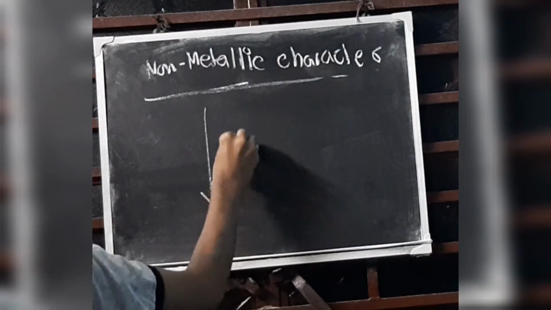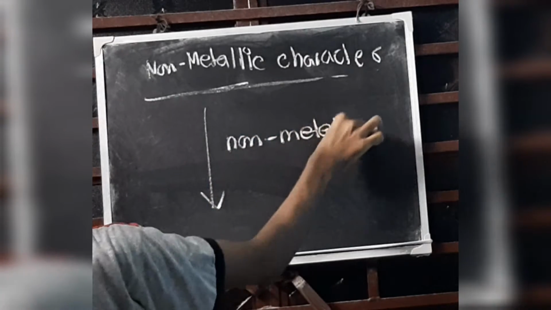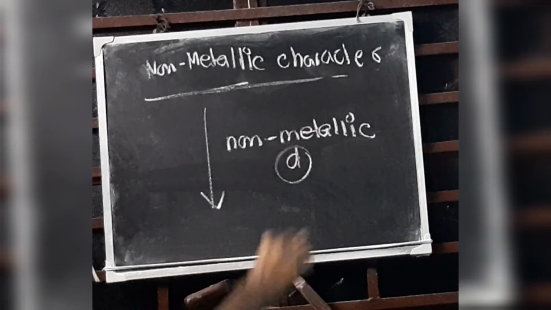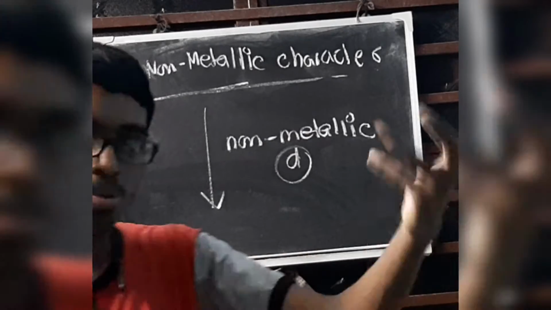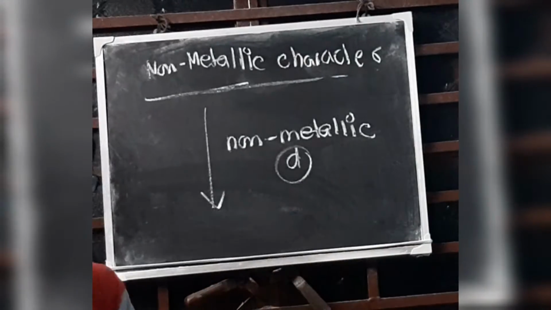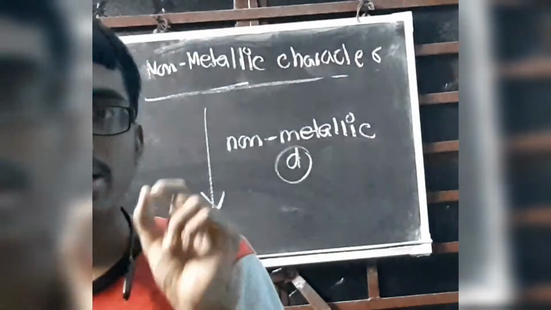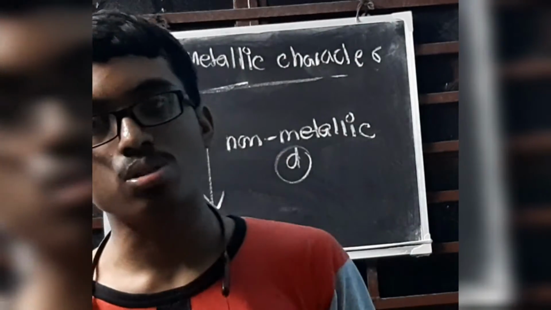And down a group, non-metallic character has to decrease, because no property can increase both in the period and the group. So if it is increasing across a period, it has to decrease down the group. What is the logic? Atomic size. As atomic size increases, the tendency to lose electrons will increase.